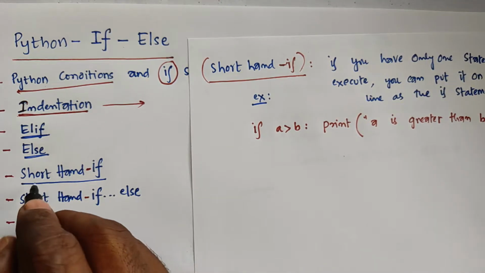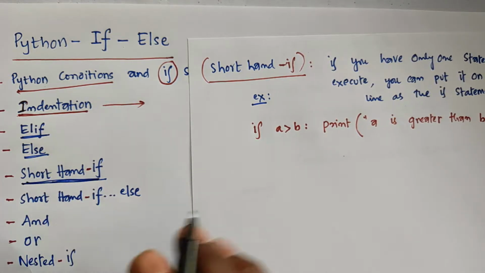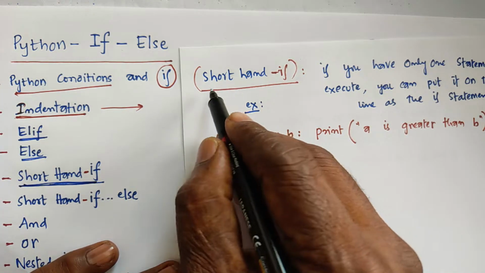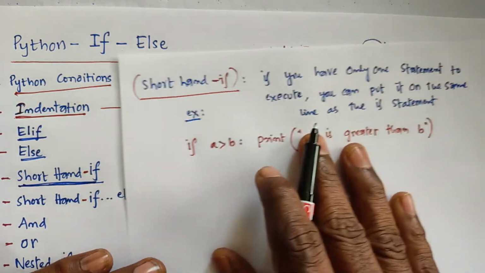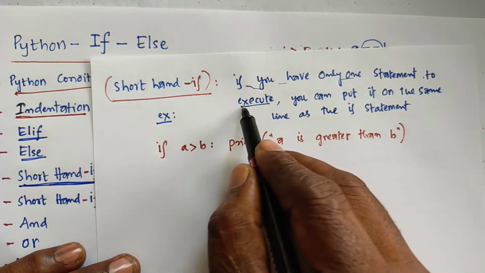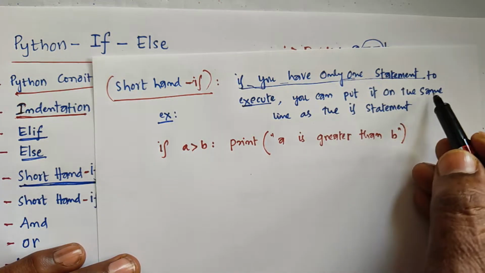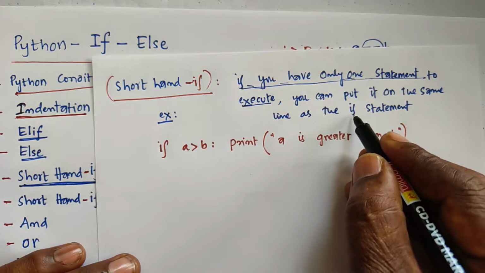Next one is shorthand if. What is the difference between if and shorthand if? The definition of shorthand if is, if you have only one statement to execute, you can put it on the same line as the if statement.